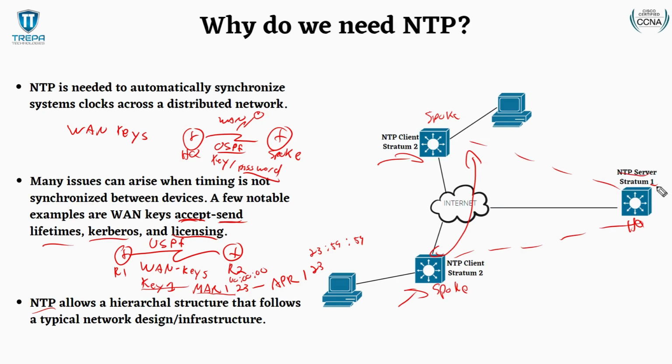Well, since these are spokes and this is the hub and this is going to be getting its timing from the internet, this is going to be a stratum 1 because the NTP server they're pulling from the internet maybe is a stratum 0. And then these spokes, which are downstream of this HQ router, are going to be a stratum level of 2 because it's essentially one hop away. So every hop you go away from an authoritative source, you go one stratum level higher. And this kind of follows that hierarchical design that we have in our network. If this is our HQ and then these are our spokes, they're downstream, right?